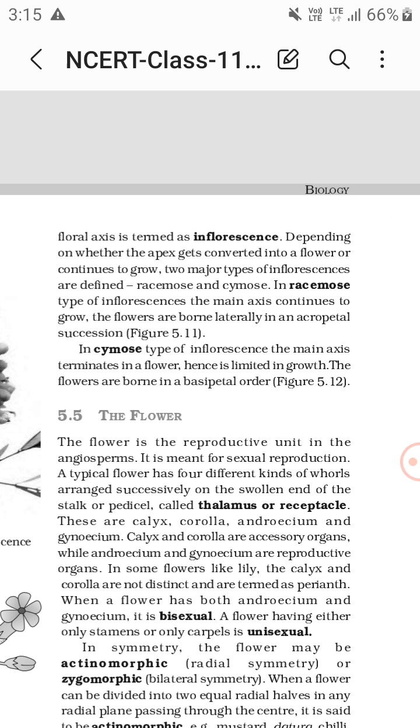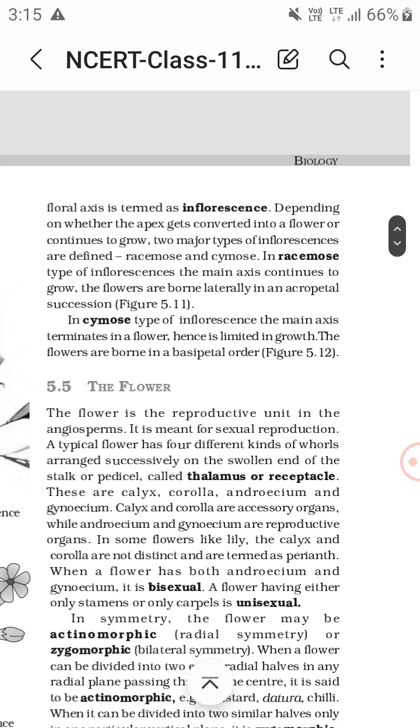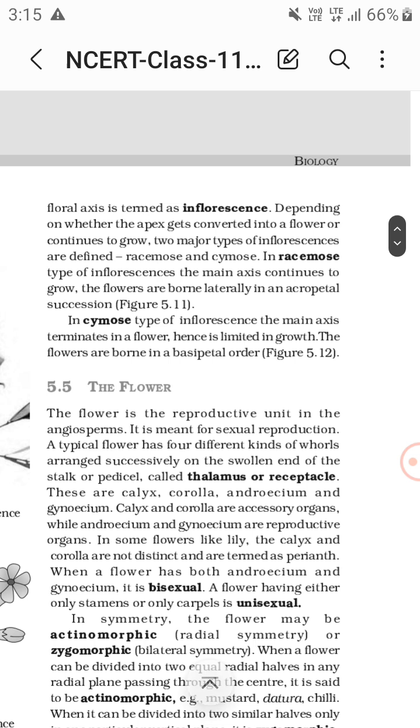Two major types of inflorescence are defined: racemose and cymose, depending on whether the apex gets converted into a flower or continues to grow. In racemose type of inflorescence, the main axis continues to grow. The flowers are borne laterally in an acropetal succession.